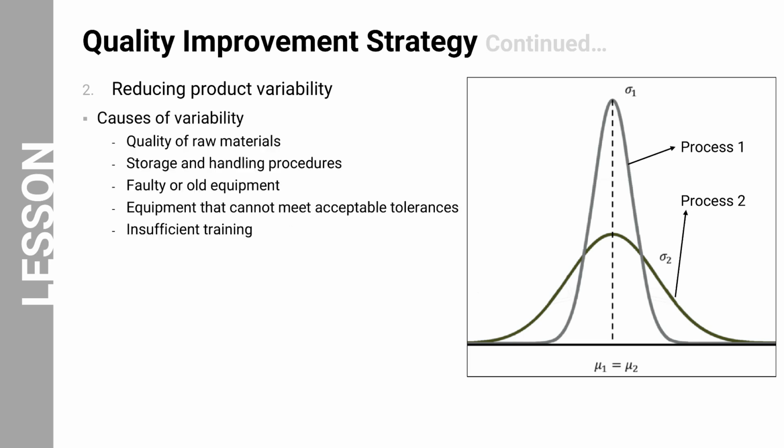Determining the causes of variability can be a long process as it is affected by various factors. The quality of the raw materials, the storage and handling procedures, faulty or old equipment, equipment that cannot meet acceptable tolerances, and insufficient training.